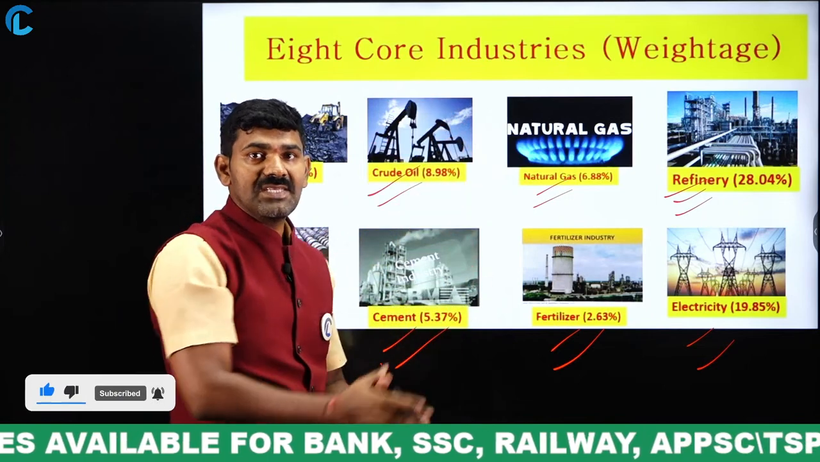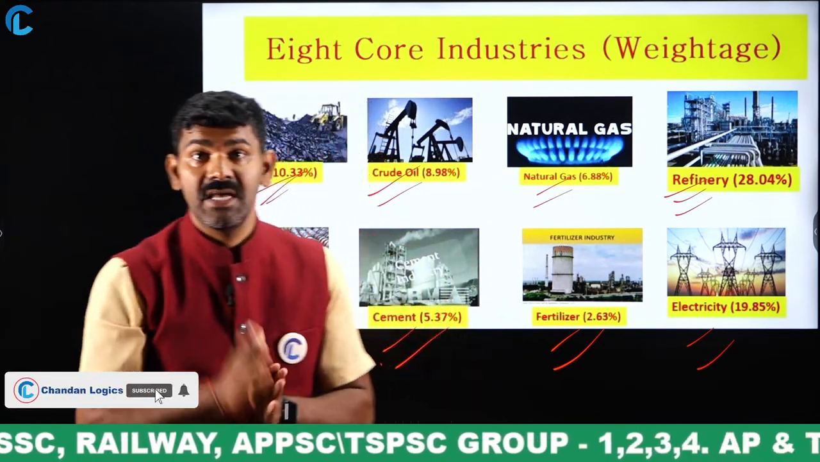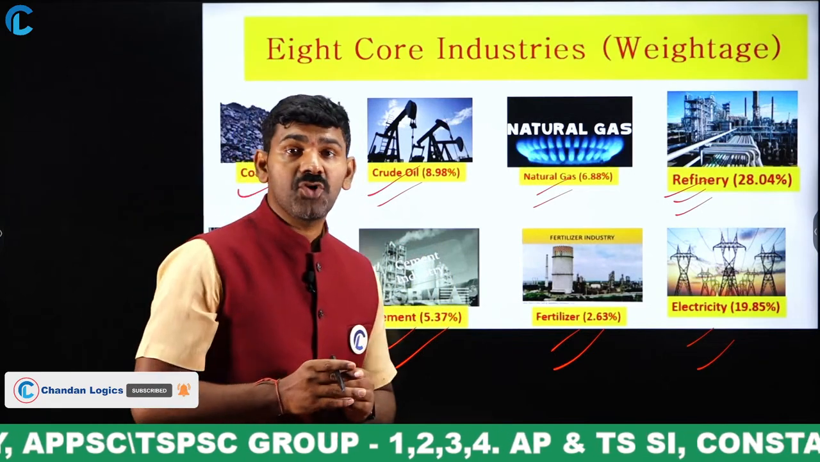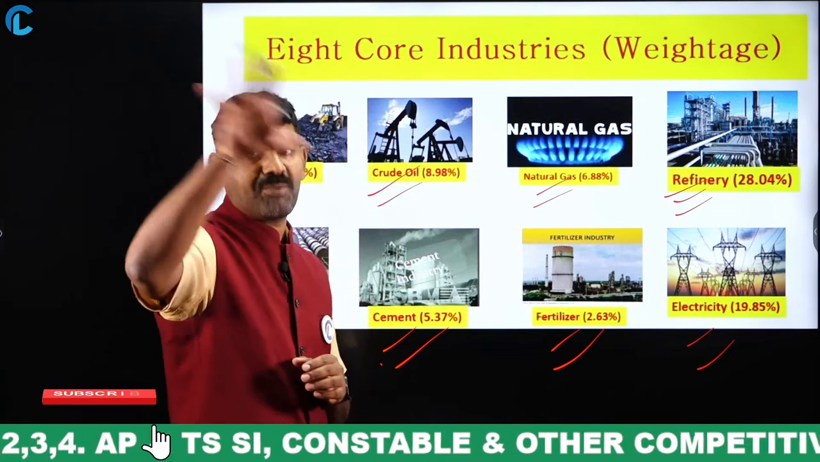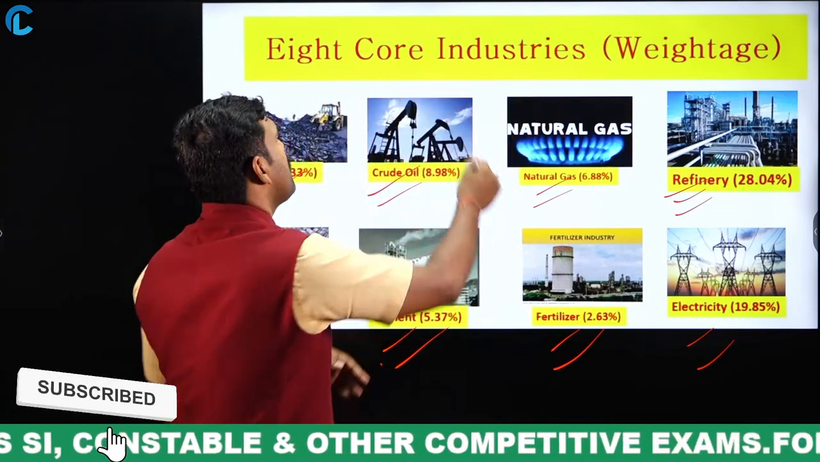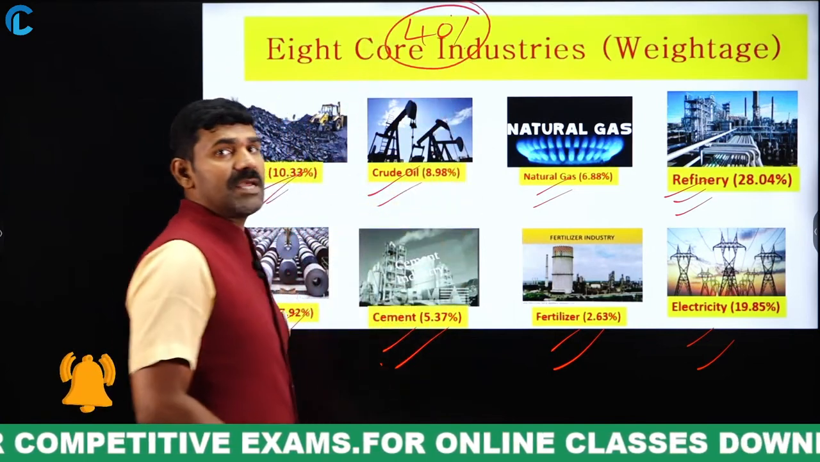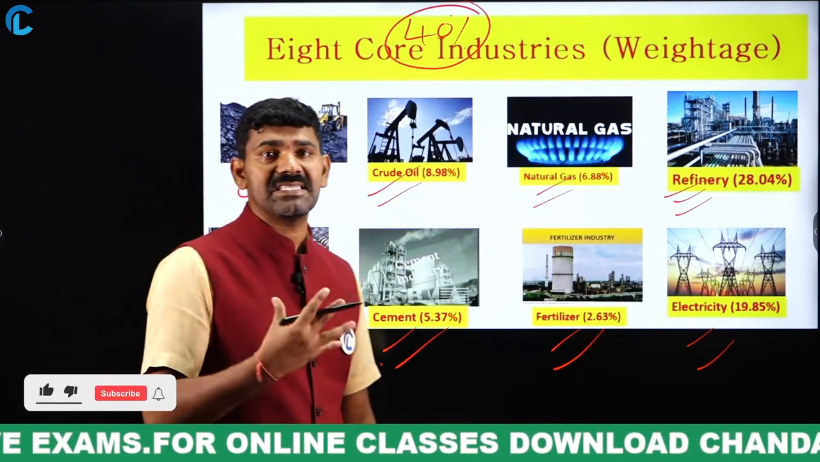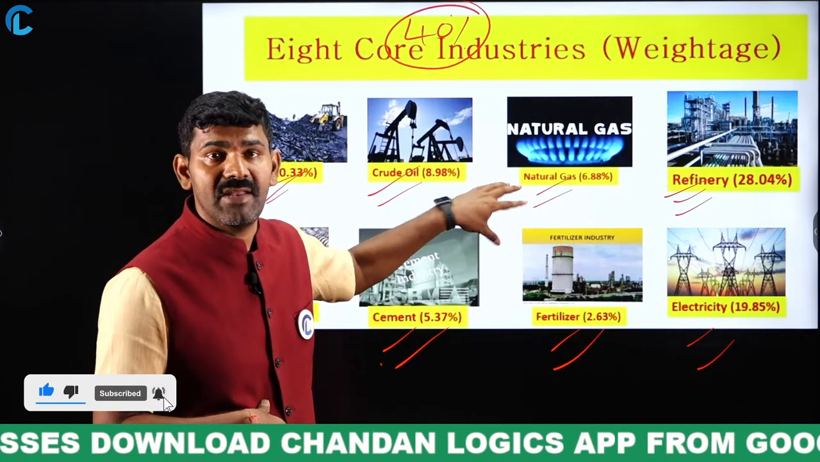So these are called as what? Core industries. Remember that out of the total production that happens in this country, complete production, the weightage of the core industries is nothing but 40%. Means 40% of the output of the industrial sector of the country is going to come from these 8 core industries. Very, very important.